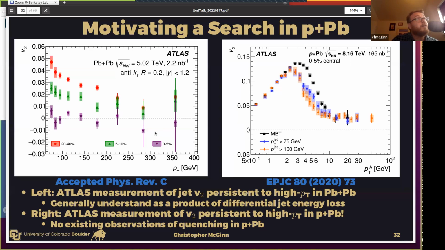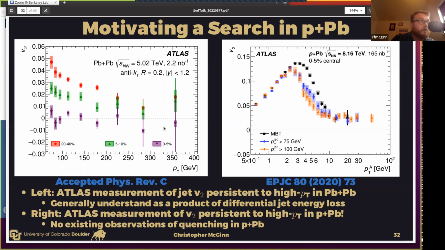Importantly in p-Pb. So left-hand side, Pb-Pb, persistent high pT v2. Right-hand side, p-Pb, persistent high pT v2, without any observation of quenching. One question you can ask is, okay, I see the signature. I haven't seen quenching yet. Maybe I didn't look hard enough. Maybe I need another search for quenching.